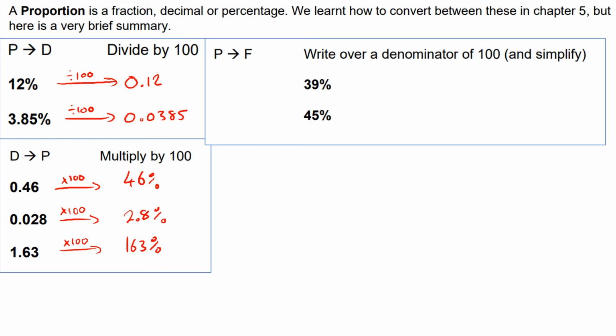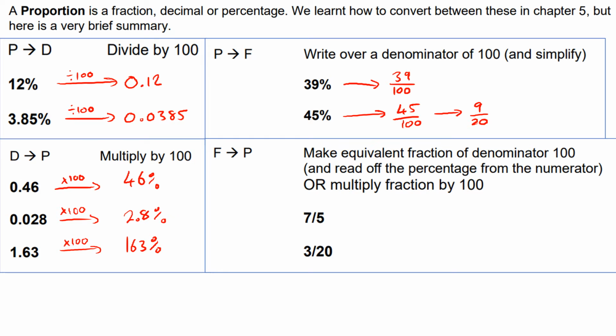Percentages to fractions, so that's slightly trickier I suppose, but no, you just write it as a denominator of 100 and simplify it if you can. So 39% you would write as 39 out of 100 because percent means out of every 100. And you'd think, can you simplify that? No, you can't. That's as far as it goes. 45%, 45 over 100. Can you simplify it? Yep. We can divide top and bottom by 5. 9 over 20. Can you simplify it? Nope. That's as far as it goes.